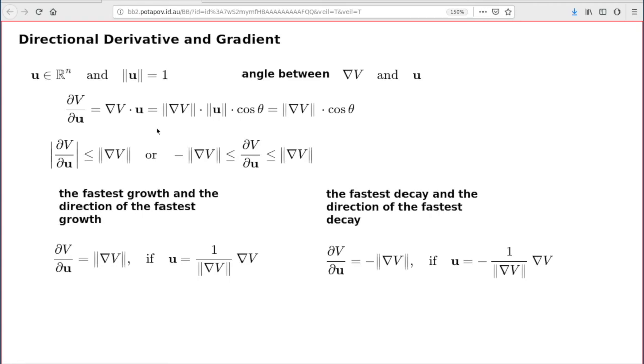And the third fact, which is also very worth remembering, is that if it happens that your direction u is perpendicular to the gradient, which means this angle is 90 degrees, or pi over 2, and the cos is 0, your rate of change in that direction is 0. So any function doesn't change in a direction perpendicular to the gradient.